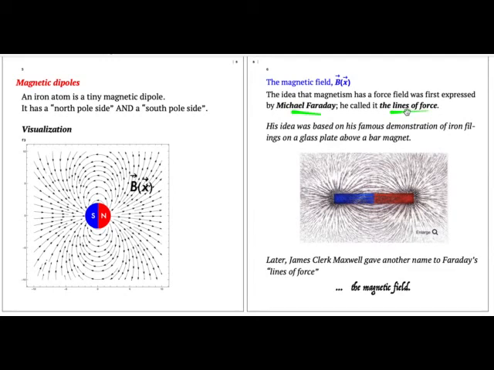Now, we no longer call this the lines of force. Later, James Clerk Maxwell, who was a little younger than Faraday but lived at least part of their lives overlapped, created the theory. Faraday was the great experimenter, but Maxwell developed the theory, and he gave another name to Faraday's lines of force. He called it the magnetic field.